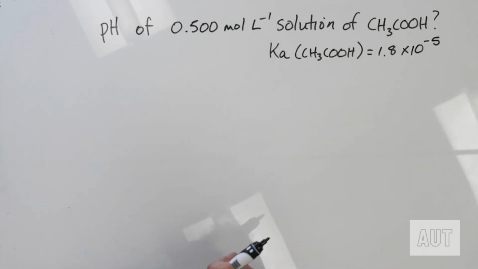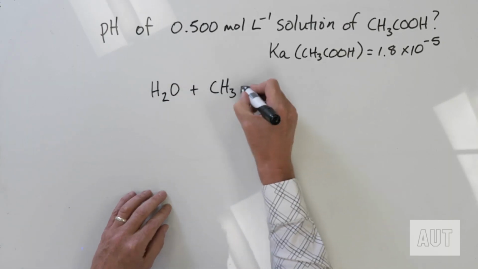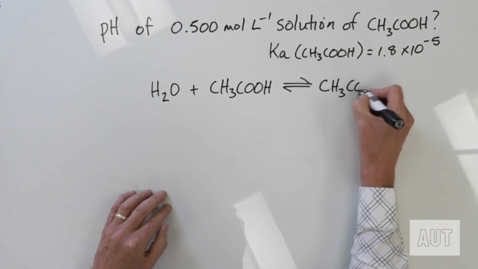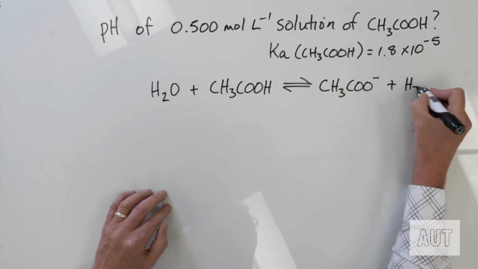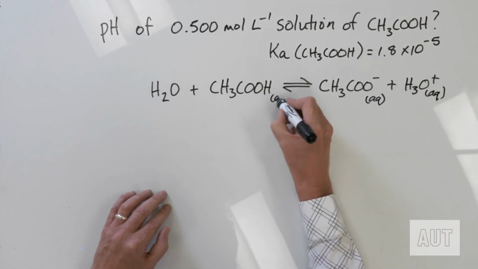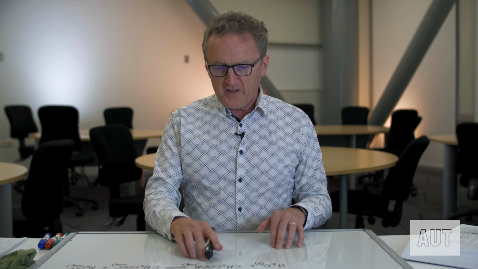How do we do this? Right, so first of all, we know it's an equilibrium process. So if it's an equilibrium process, let's write the balanced equilibrium equation for what's going on here, okay? So H2O plus CH₃COOH is in equilibrium with CH₃COO⁻ plus H3O⁺, everything of course being aqueous except for good old water. Okay, so it's an equilibrium process. We've got a 0.5 mole per litre solution of this.